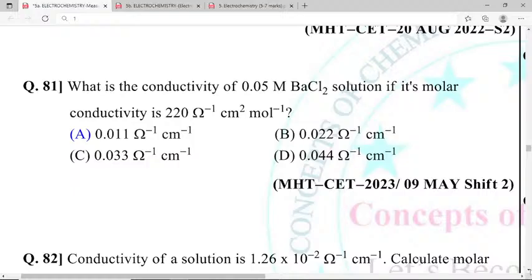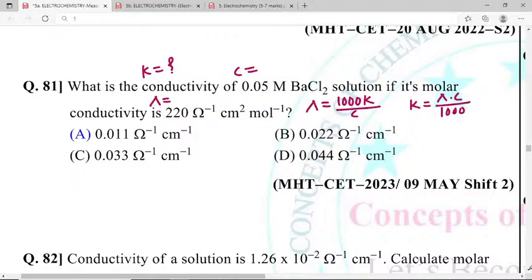What is the conductivity? Concentration is given. Its molar conductivity is given, conductivity we have to calculate. Lambda is given. So molar conductivity is equal to 1000 K by C. So conductivity is equal to lambda into C divided by 1000. Substitute the values, we will get the answer. Conductivity is equal to lambda C by 1000.